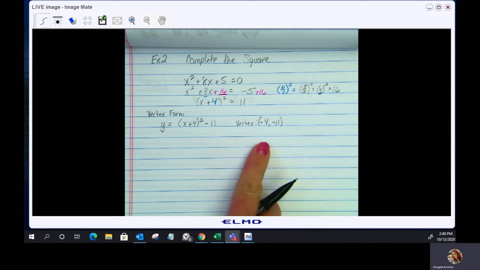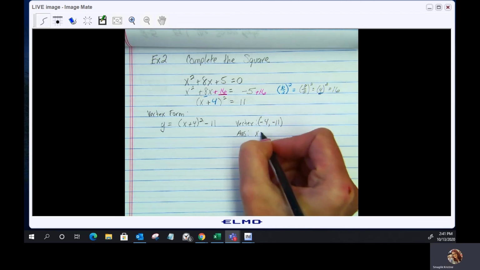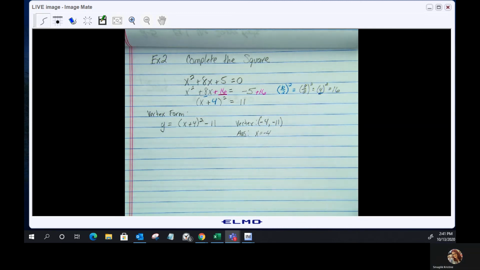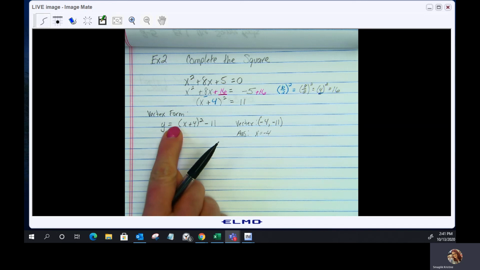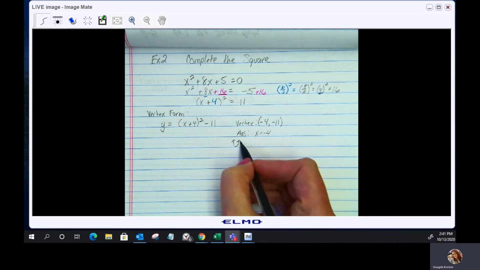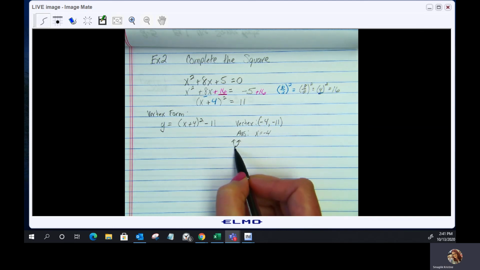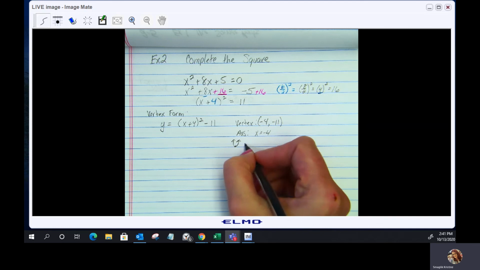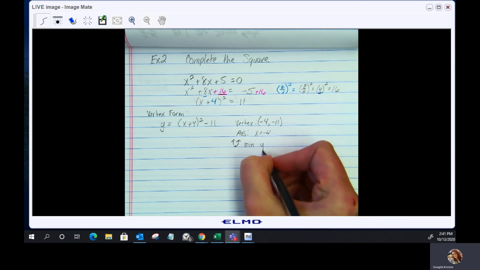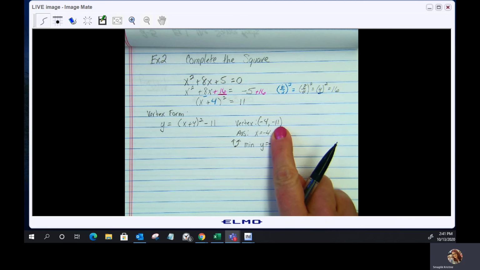From here, I can also see my axis of symmetry is at x equals -4. I can also tell my graph is going to open up because my a value is positive. I don't see a negative there. If my graph is going to open up, I have a minimum. My vertex is the lowest point. So I have a minimum at y equals -11. Notice that minimum is coming from the y value of the vertex.